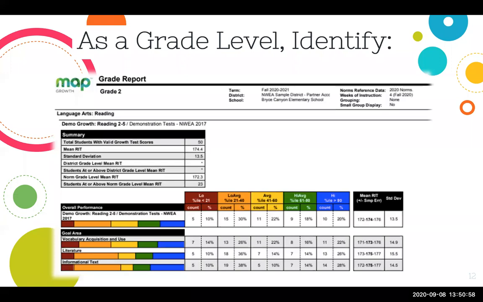All three of these academic areas require high quality Tier 1 instruction for all students. Looking specifically at vocabulary acquisition and use, we can see at this grade level, 60% of students are at or above grade level proficiency, and our goal, as we mentioned on the previous slide, is to have 70% of students proficient or above by the end of the year.